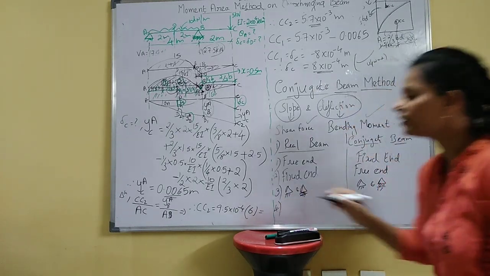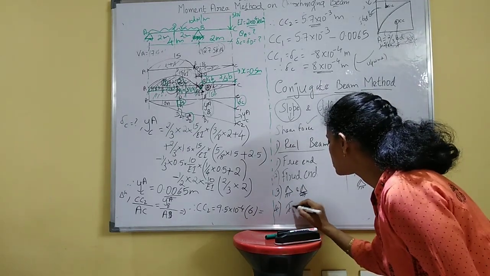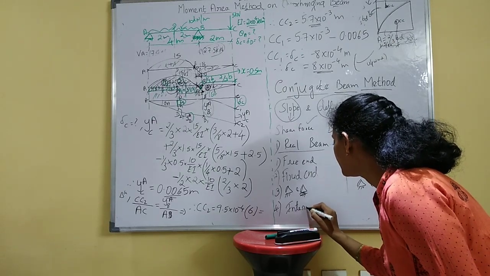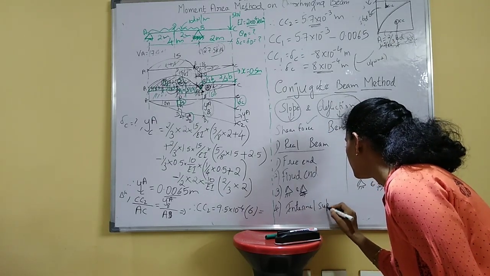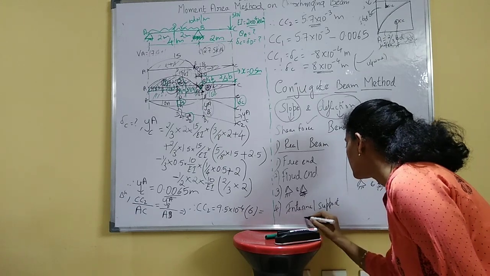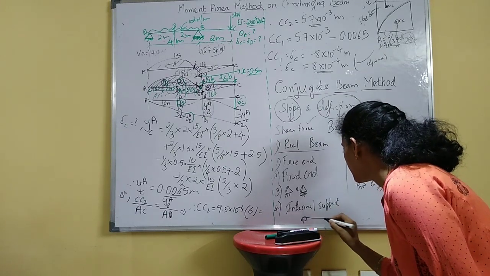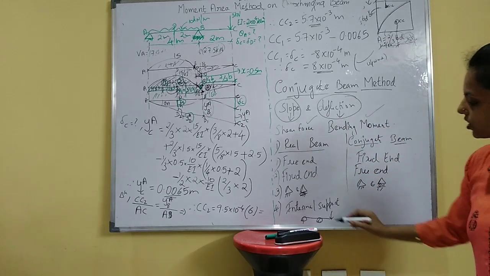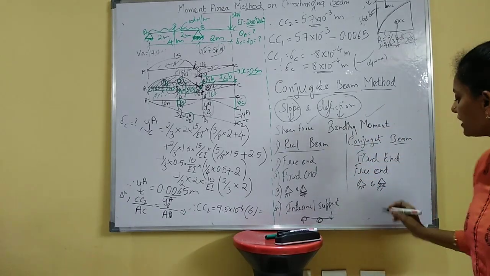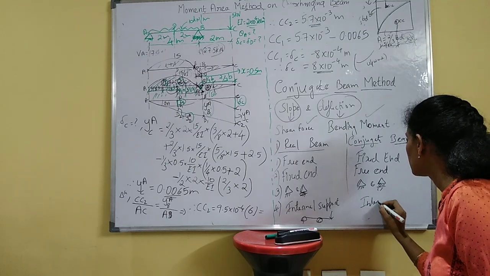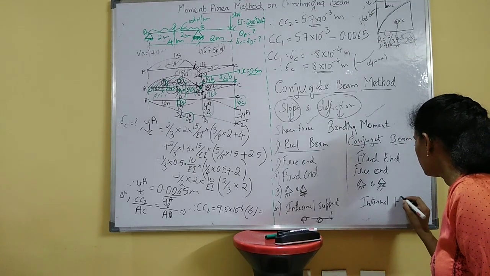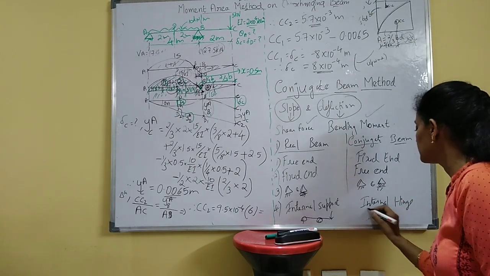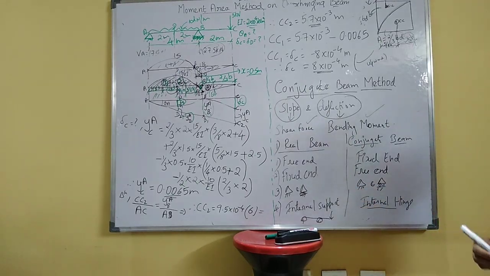And the fourth point, here the internal hinge or internal support, that is nothing but during the overhanging. Suppose this is your beam and this is your beam and this is your load, something acting. So that time this will be an internal hinge in the conjugate beam. In this case it will be an internal hinge.